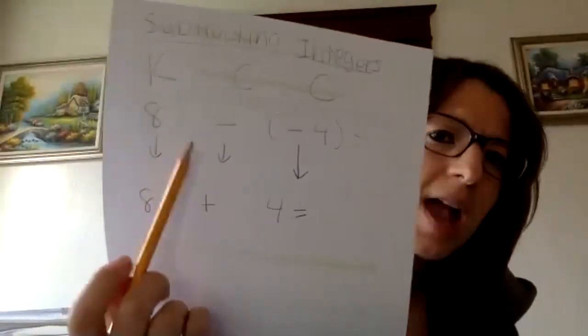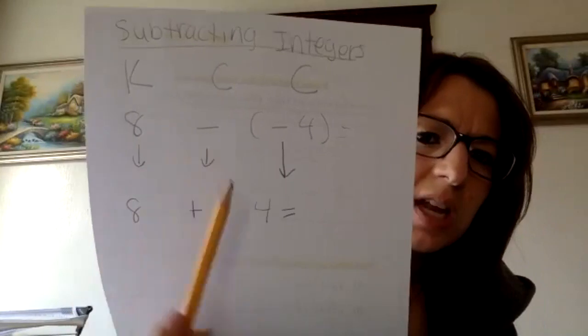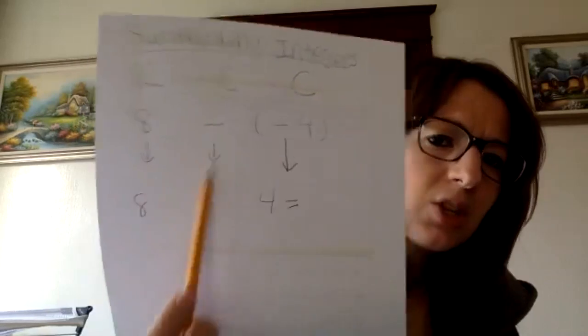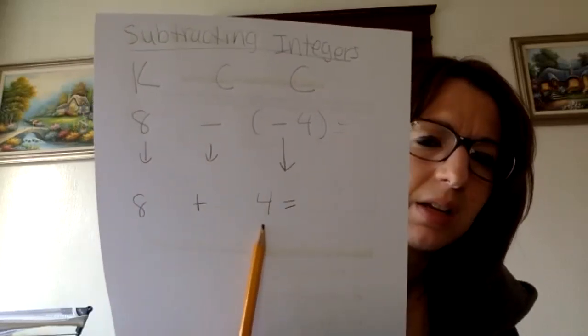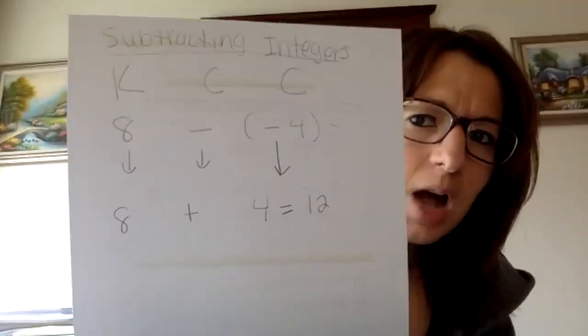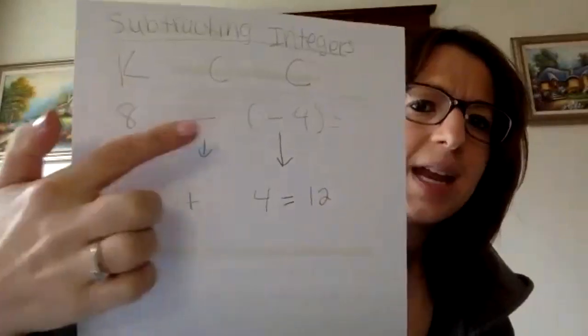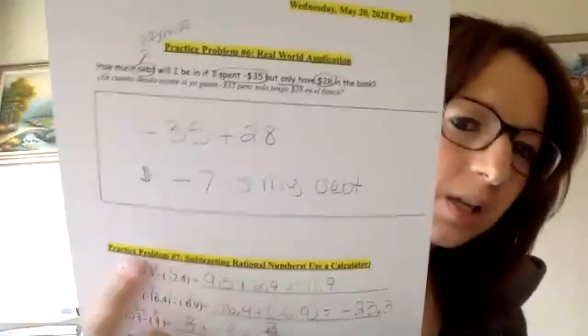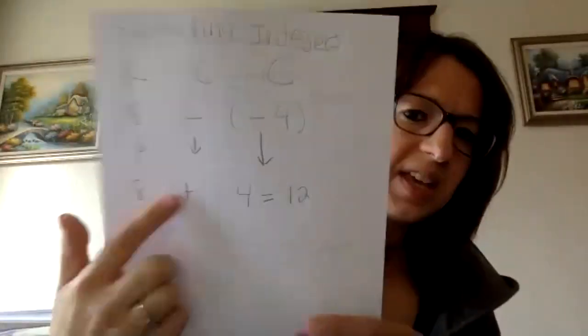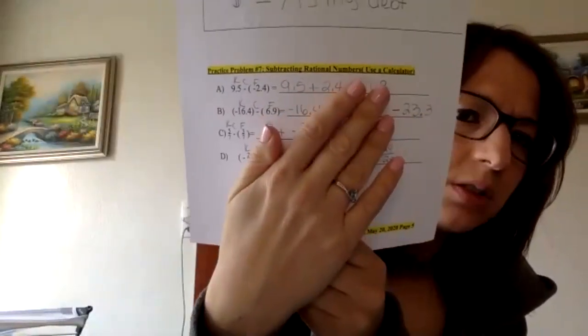So now I take the subtraction expression and I turn it into an addition sentence. So 8, I keep, I change to addition, and the opposite of negative is positive. 8 plus 4 is now 12. Same signs, I add. Now I'm going to take this example, keep, change, change, and apply it to A, B, C, and D here.